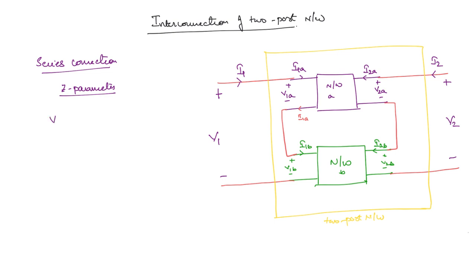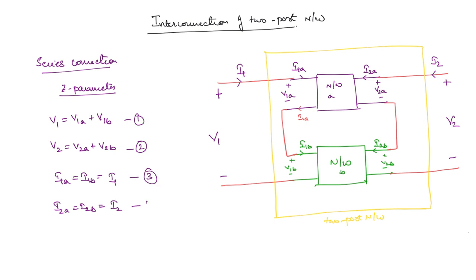Okay. So now what is V1? This is equal to V1A plus V1B. Similarly, V2 you can write as V2A plus V2B. What about the current relations? There is a series connection. So I1A is equal to I1B, and this is equal to what? You can see I1 is flowing into this. This is equal to I1A. So we will take I1. Similarly, I2A is equal to I2B, which is equal to the equivalent network's output current. So these are the four equations.